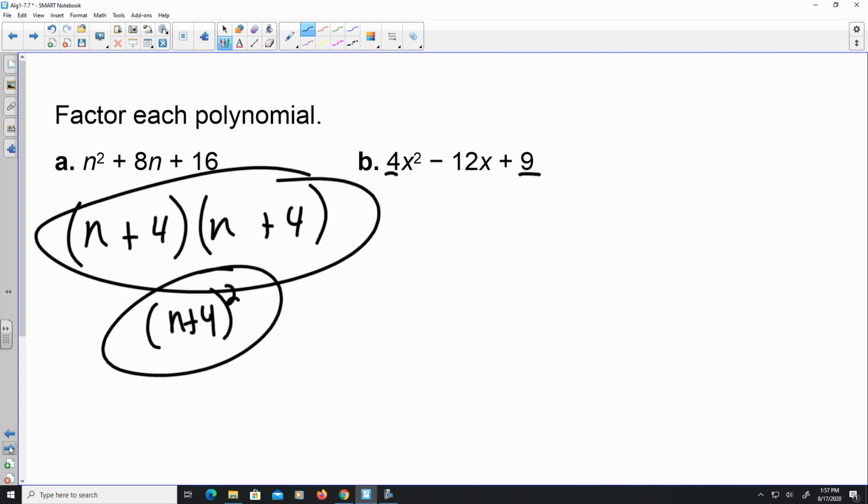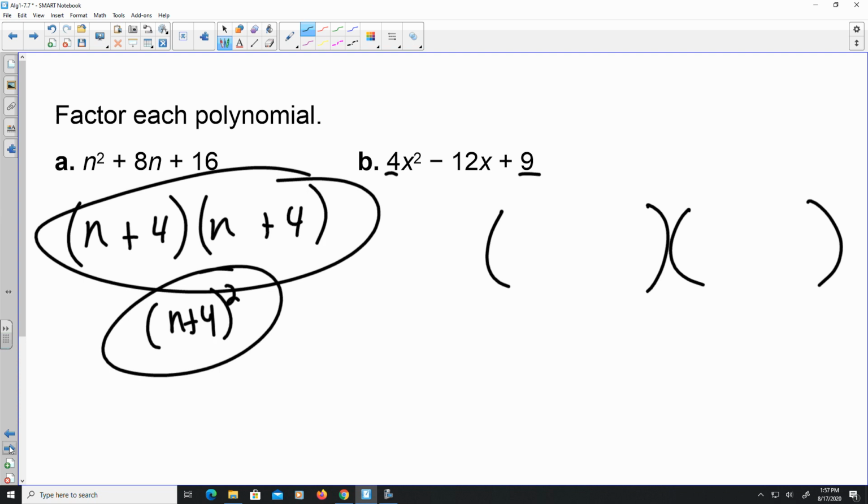It makes it much easier because you're in a section that's telling you that it's a special product. So yes, 4 is a perfect square number. Yes, 9 is a perfect square number. They're going to be the same sign, and minus.